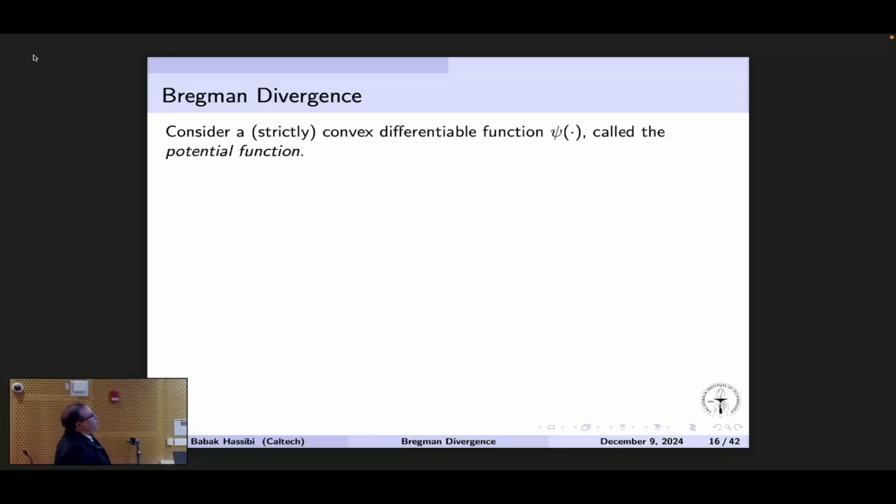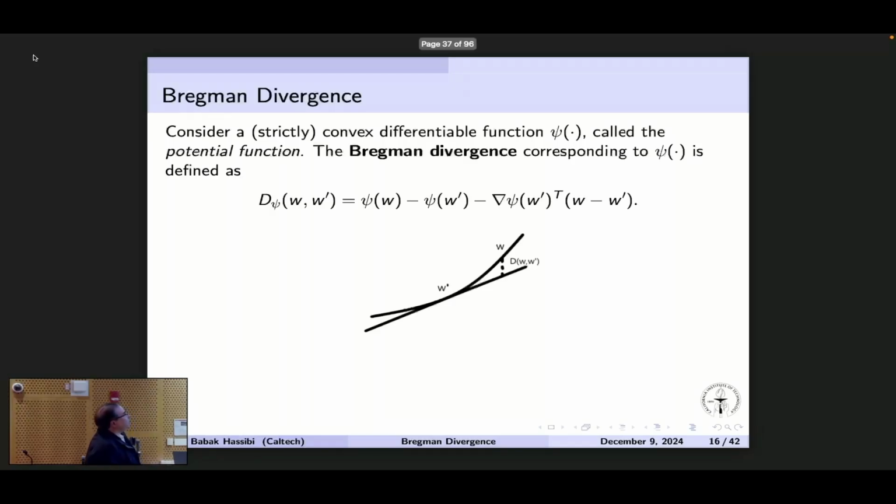So you start off with a convex differentiable function. Some people insist that it be strictly convex, and I'll talk about that. So this is called the potential, psi. It has to be differentiable, or even that can be relaxed. It may or may not be strictly convex, okay? And so the Bregman divergence, essentially what it is, is a function that has two inputs.